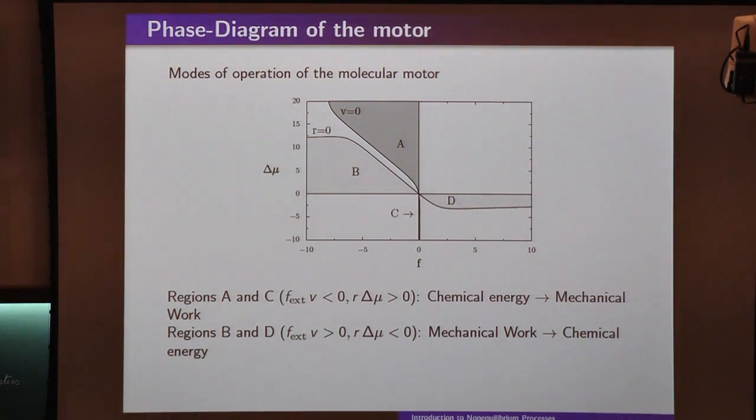You see here, for example, in regions B and D, mechanical work is converted into chemical energy. So the mechanical work of the motor is used to store ATP, which is not the normal thing. The normal thing is to convert chemical energy into mechanical work.